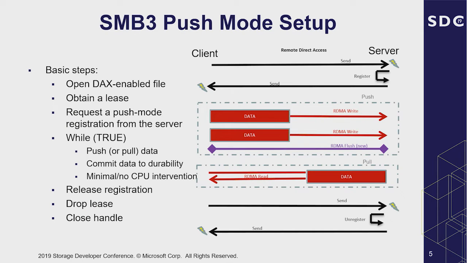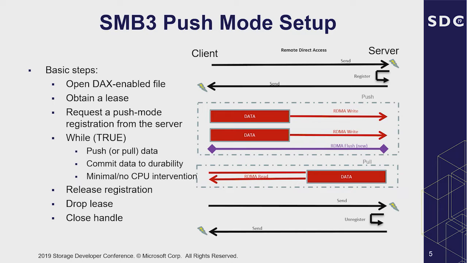Here's a quick diagram of it. You can see the black lines at the top are the setup. The client, who's connected to the server, negotiated the protocol, created a session, all that other stuff, will then open a file. And it will basically perform a create and subsequently send a magic FS control that requests that the server register the memory of the DAX file and return the memory region handle to the client. This is a one-time setup operation that allows the client to perform RDMA to the server.